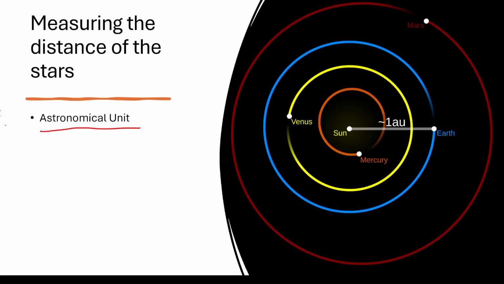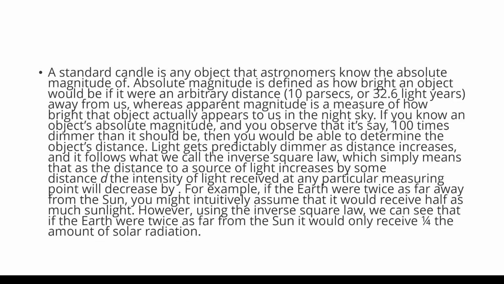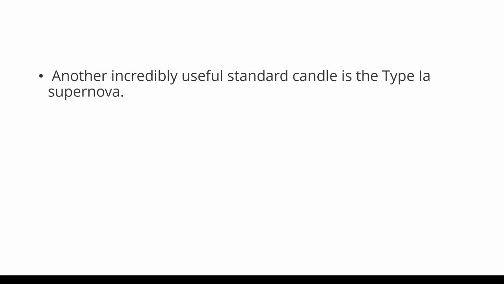One of the bigger units is the light year. Another standard unit is the astronomical unit. Now, we assume that the distance between the sun and earth is 1 astronomical unit. That's the definition of an astronomical unit. The distance between sun and earth is 1 AU, or astronomical unit.